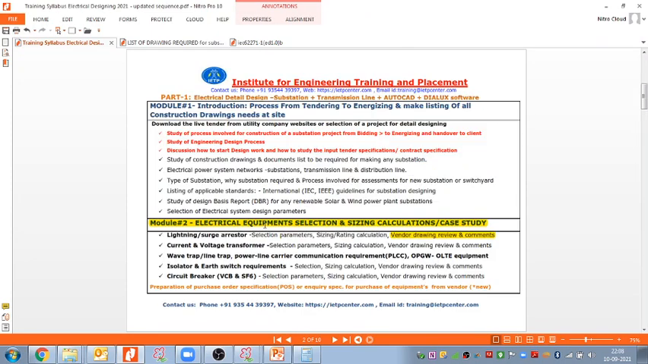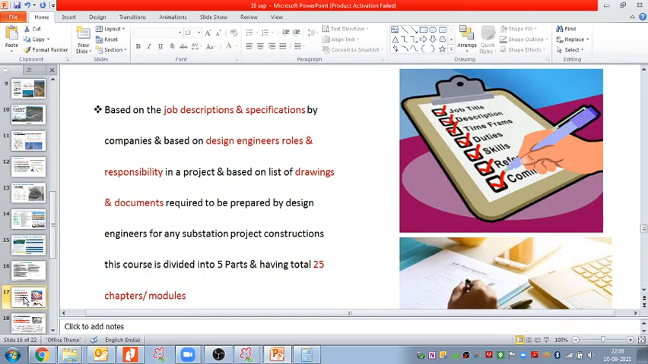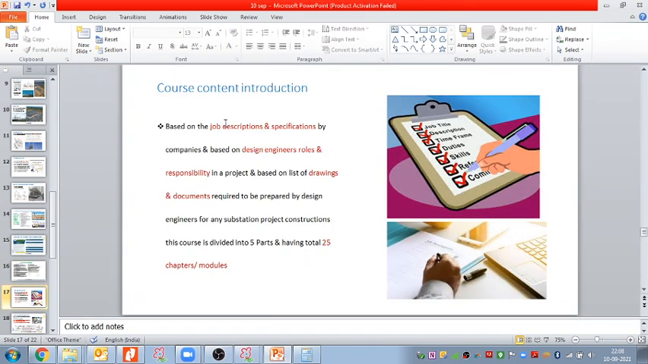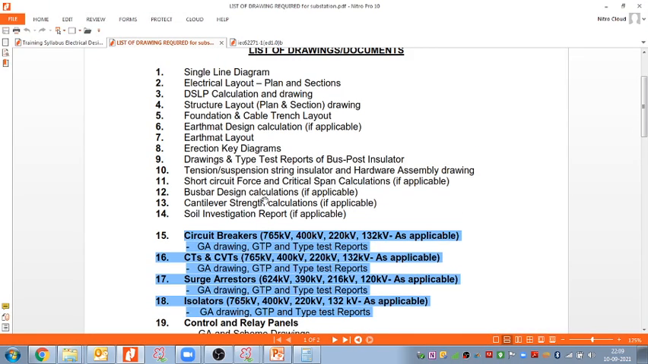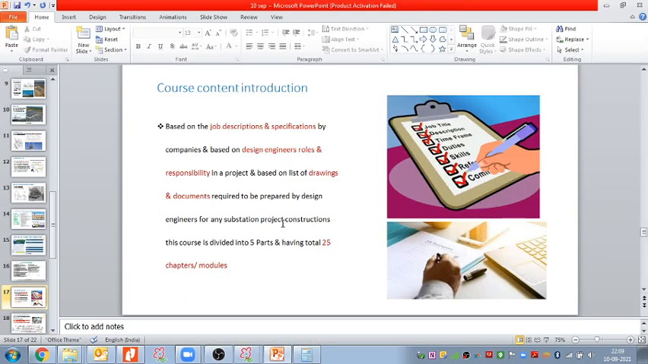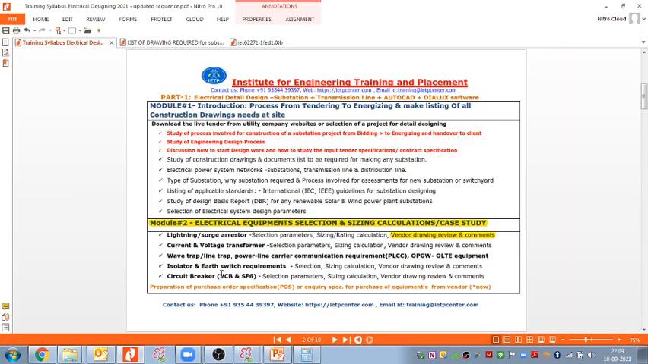So this syllabus covers whatever is required in the company. Okay, so based on the job descriptions and specifications that we have reviewed from companies, based on the design engineer's roles and responsibilities in a project, and based on the list of drawings and documents required to be prepared by a design engineer for any substation project construction, the course is divided into 5 parts and has a total of 25 chapters, or 25 modules. So we can have a look at the course that we will discuss.